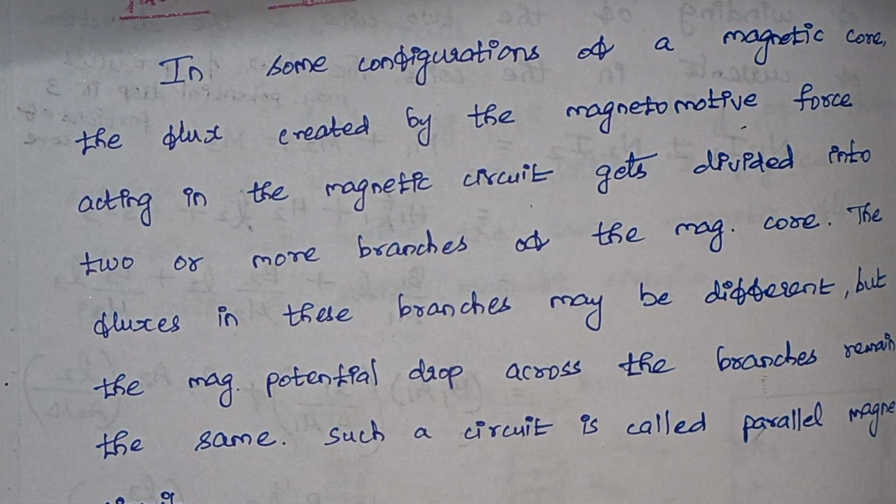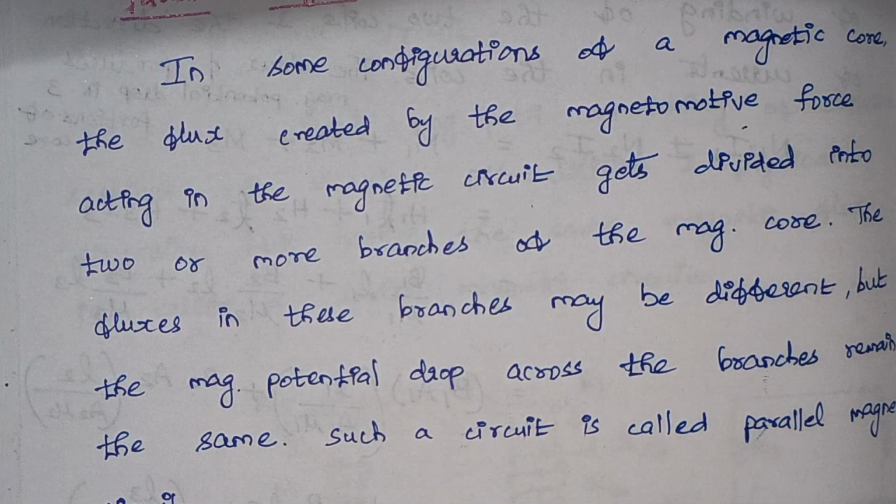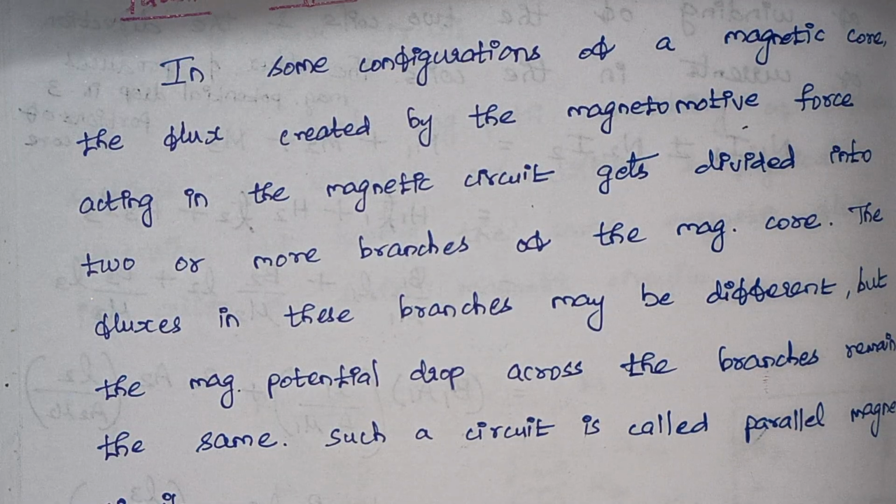In this case, the magnetic potential drop across the core remains the same, but what differs is that the flux gets divided into different branches. In a series magnetic circuit, the flux remains constant, the value of flux is the same. Whereas in a parallel magnetic circuit, the value of flux may vary, but the potential drop produced by the flux remains constant.